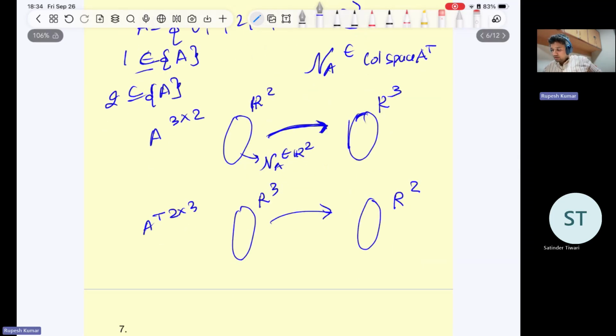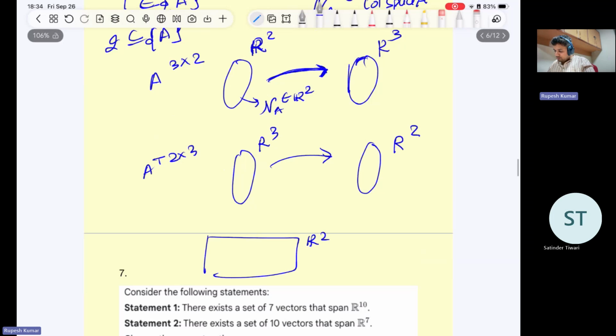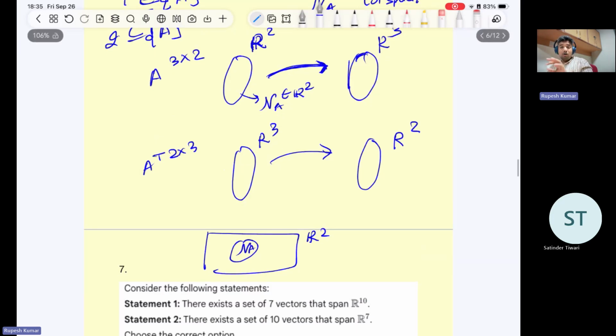Now R2 is a set. All the vectors present in R2 form a set, right? So let's say this is a set of R2 vectors. Then we are saying the null space of A belongs to R2. So this is the null space of A. We are also saying the range or row space of A belongs to R2. Let's call that RA, RA transpose basically.